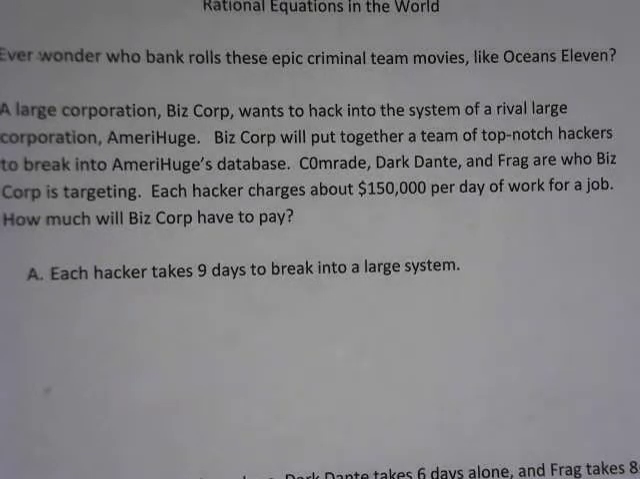Now, this is where stuff starts getting made up. Let's say each hacker charges about $150,000 per day of work for a job, because if you're hacking into a database, you don't split this pot of gold at the end. You probably have some kind of standard for pay. But I'm just making this up. I have no idea. The question I'm asking is, how much will BizCorp have to pay?